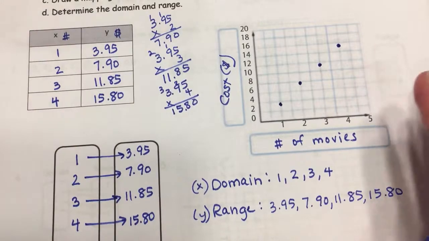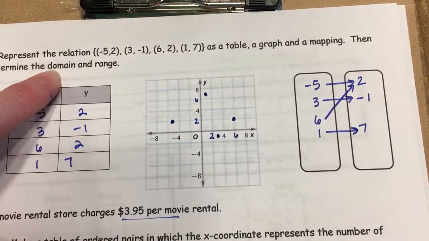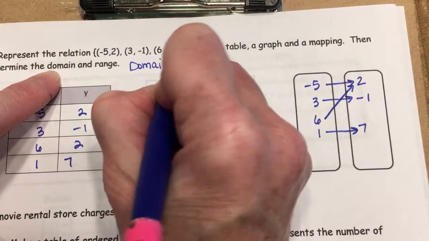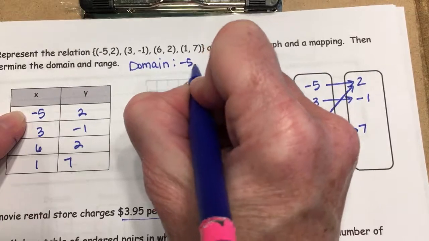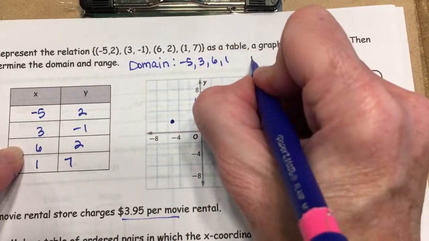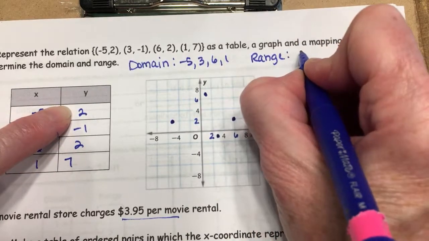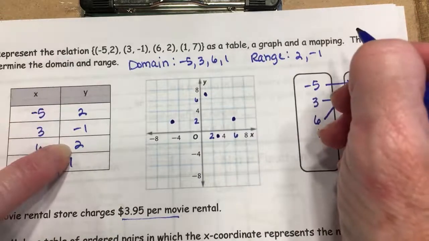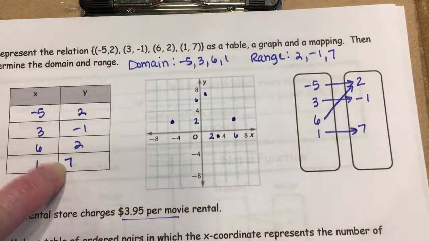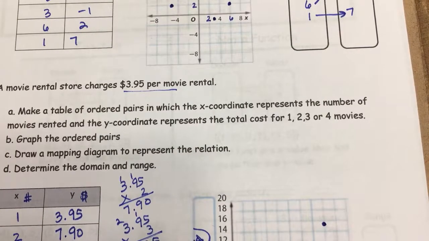Okay, oh, and I believe I forgot to do that up here. So I'm going to go back and do this because, yes, it also wanted the domain and range. So for this set of numbers, the domain, the X's were -5, 3, 6, and 1. And the range, my Y's, were 2, -1. And since I already have a 2, I don't have to list it again. And then 7. Okay?